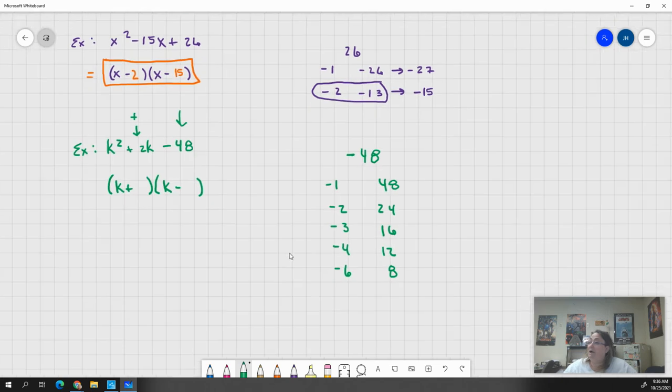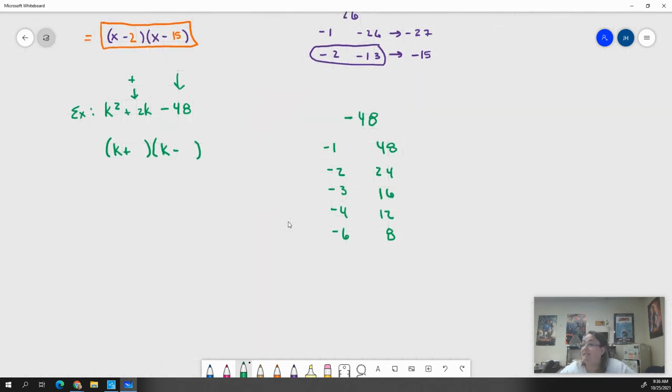And we need to look at these now and go, well, which ones of these add up to positive 2? These add up to 47, right? These two add up to 22. These two add up to 13. These two add up to 8. And these two add up to 2. So these are the ones that I want, right? The ones I'm going to use, the negative's going to go where the negative is. The positive's going to go where the positive is.